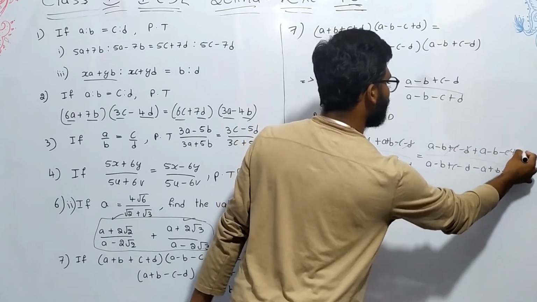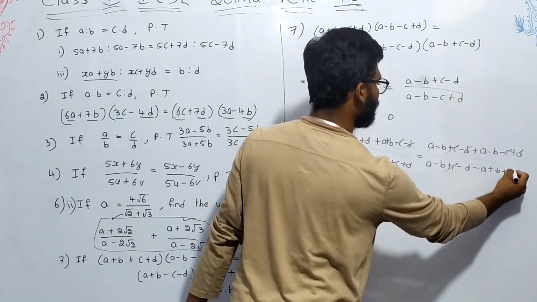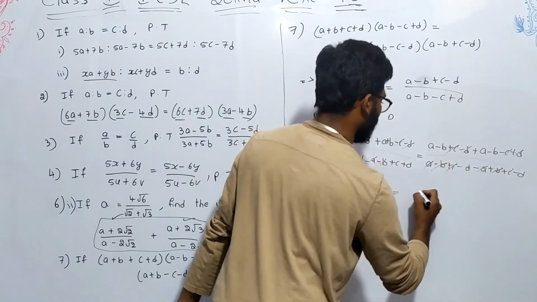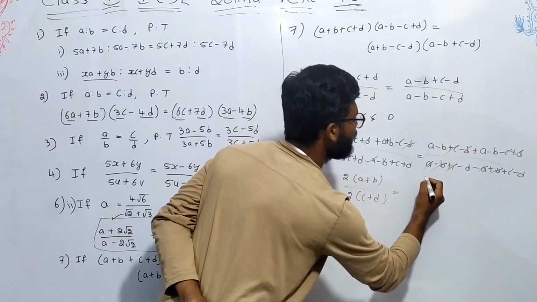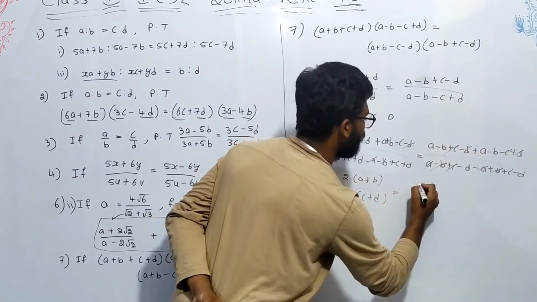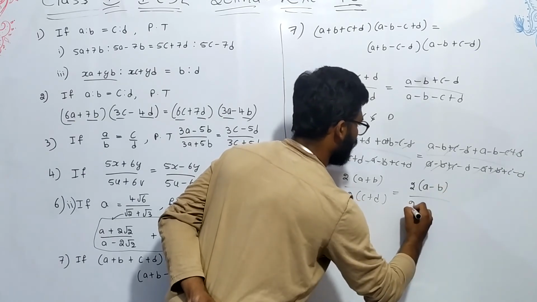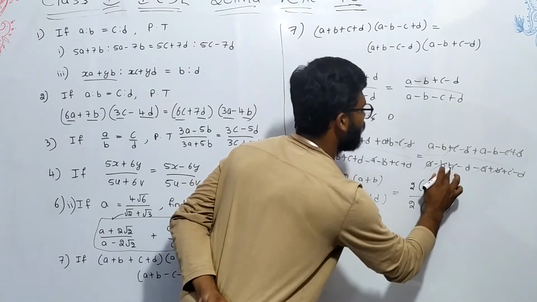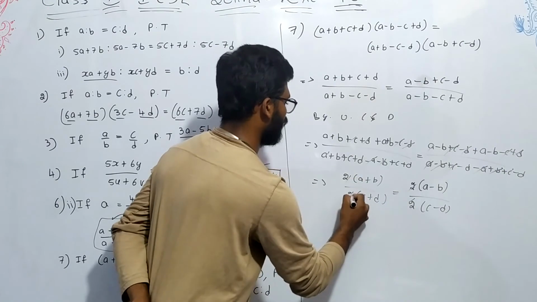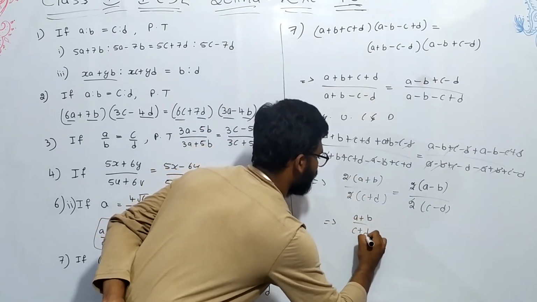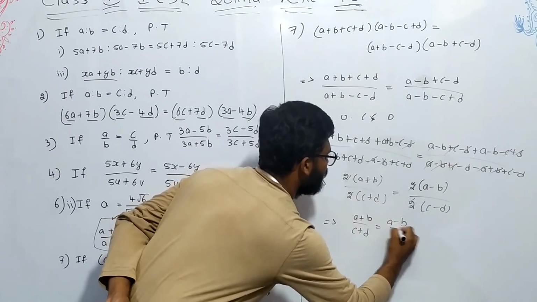here c and d, c and d, so plus c here, a and a, minus b plus b. So what is remaining here? 2 into (a − b) is remaining, 2 into (c − d) is remaining. So the 2s get cancelled. (a + b)/(c + d) is equal to (a − b)/(c − d).